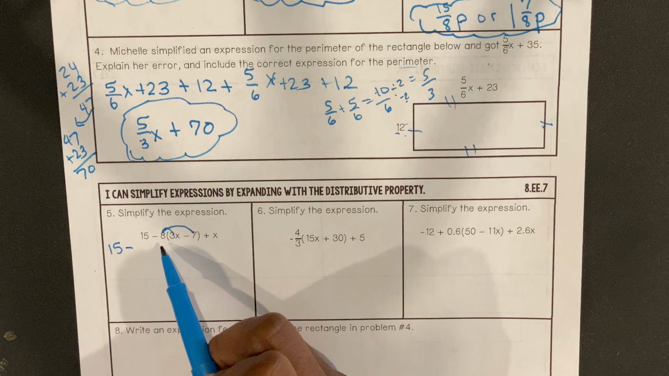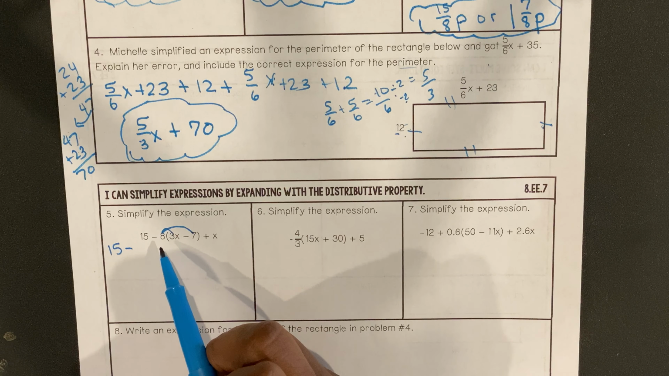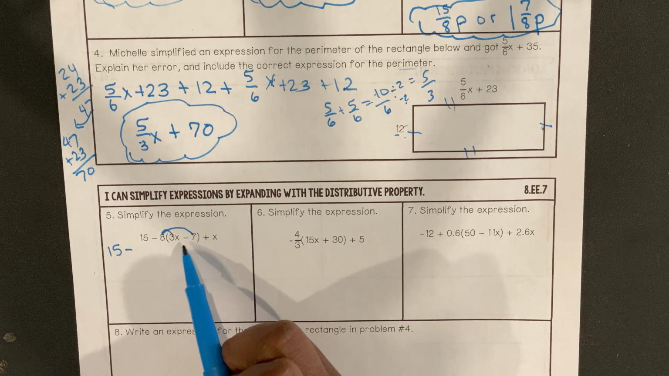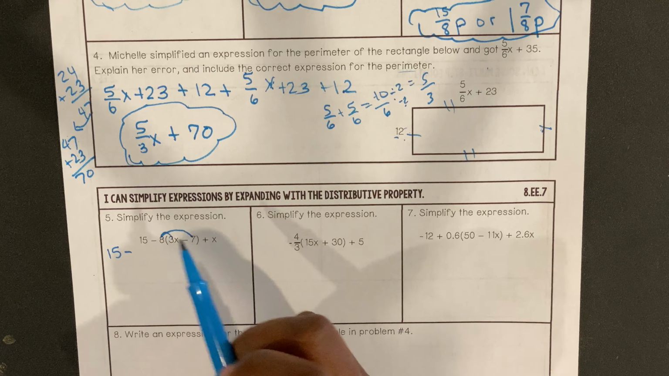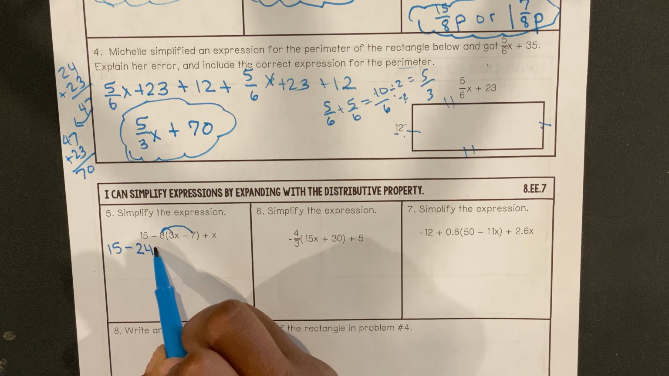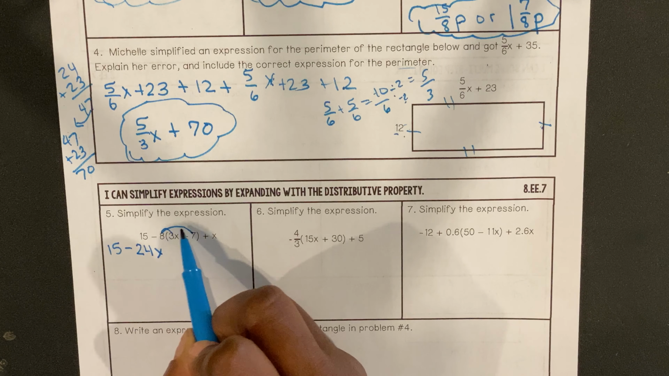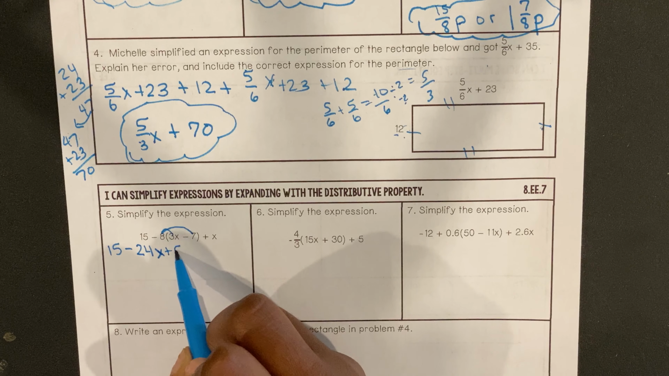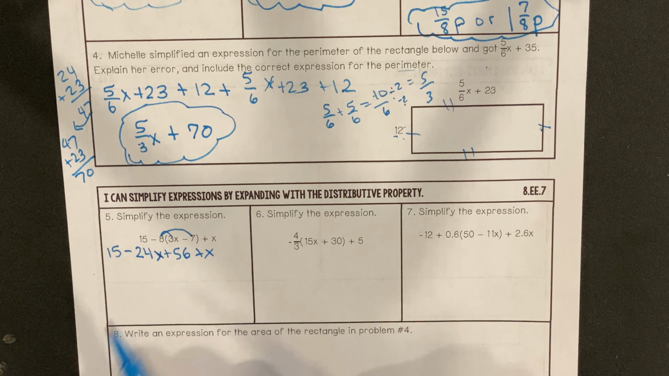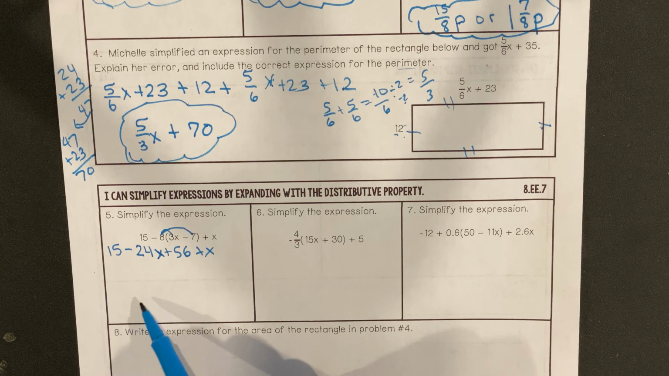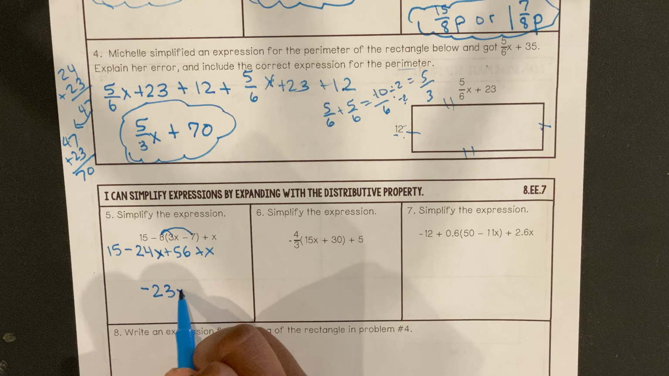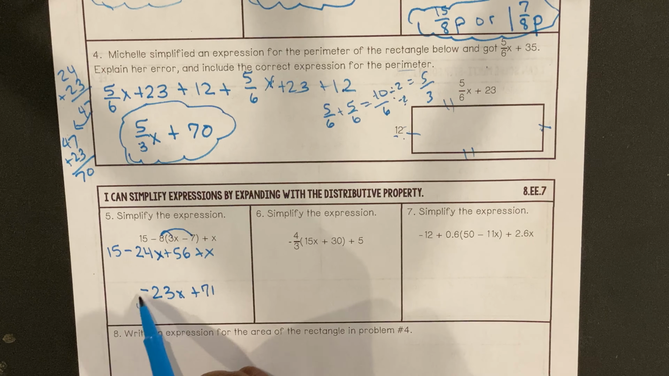When I'm distributing, you only distribute what is on the outside of this parenthesis directly next to it with what's inside it, okay? 8 times 3, 24, keep the x. A -8 times a -7 is a positive 56 plus x. Then you go back just like we did up at the top and we combine our terms that are alike. And your final answer should be negative 23x plus 71.